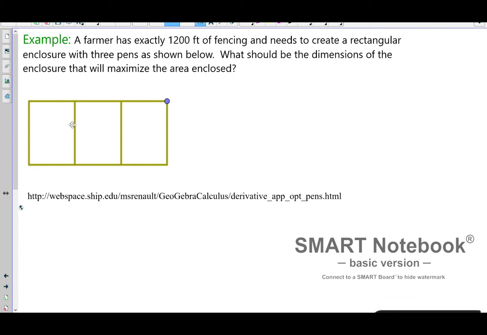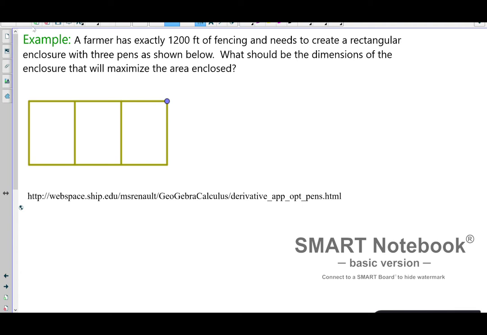So this was the original question that we saw in the introduction. Given the fencing that's going to go all around these three rectangular adjacent fields is 1,200 feet, what are the dimensions, the outer dimensions of this rectangular field that will guarantee us that we have the maximum area enclosed?